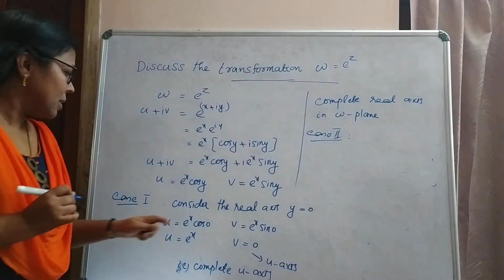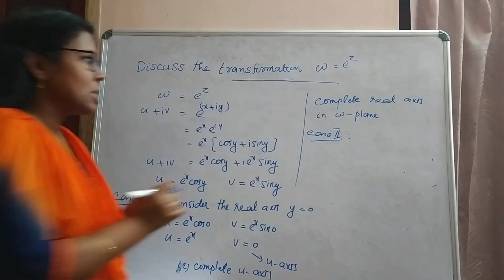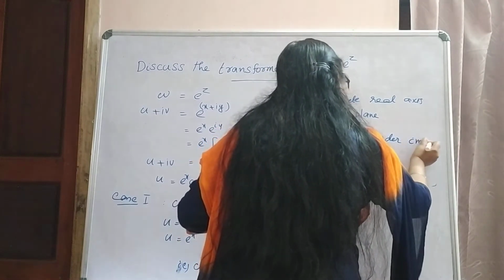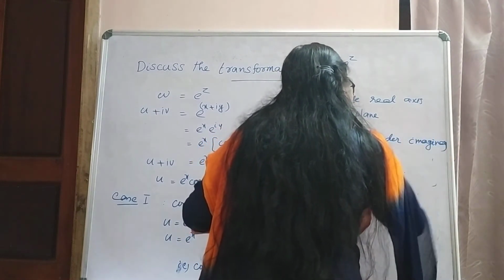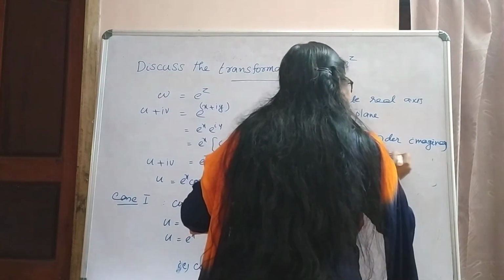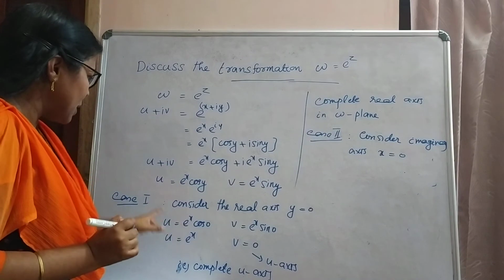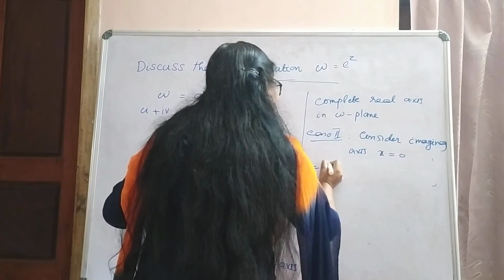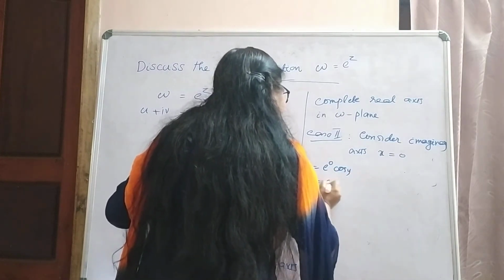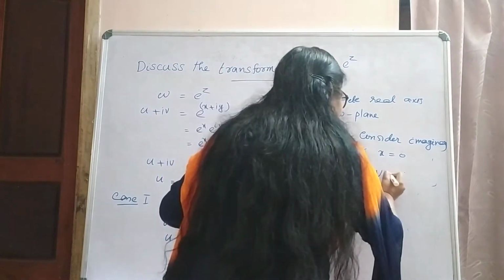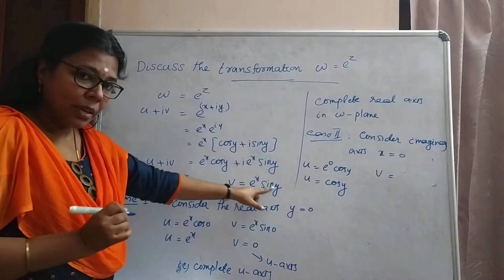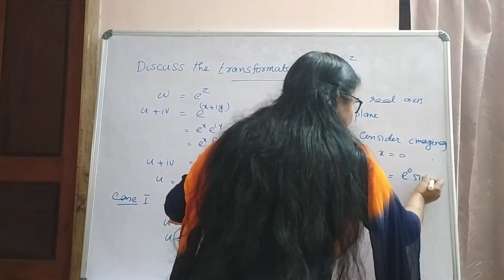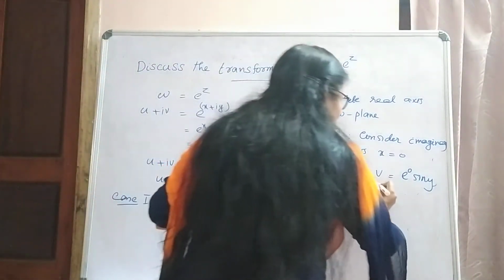Case 2 is consider the imaginary axis x equal to 0. X equal to 0 means u equal to e raised to 0 cos y, which is u equal to cos y. Also v is e raised to x sin y, v is e raised to 0 sin y. E raised to 0 is 1. Therefore, v equal to sin y.